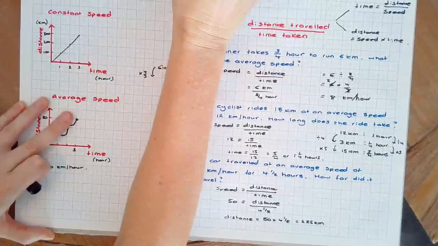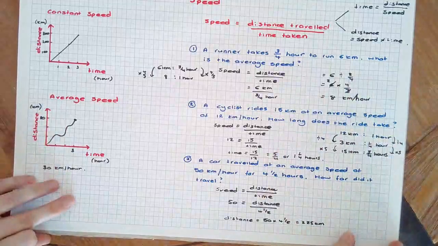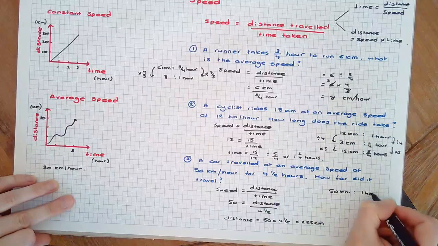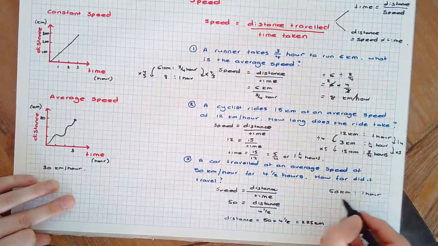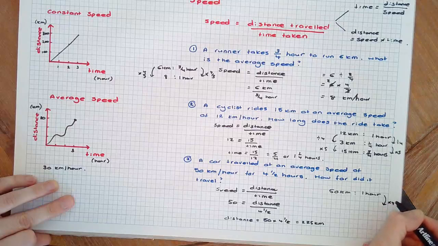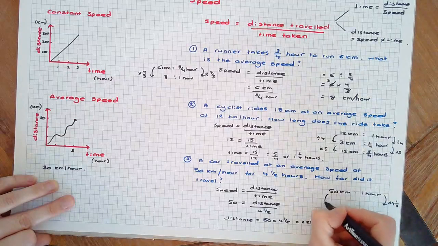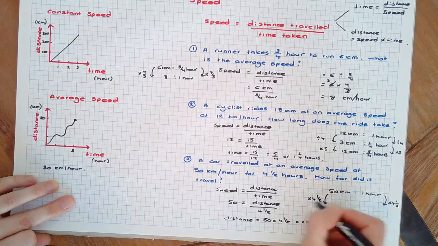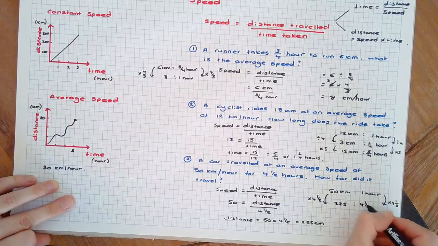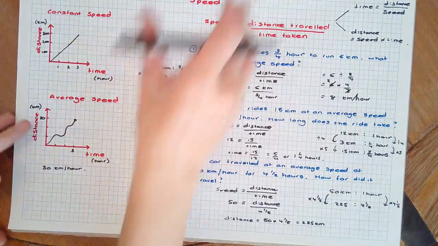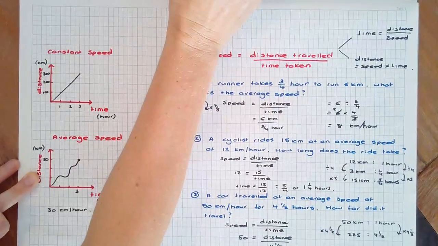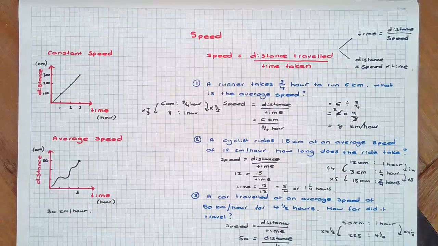Again, we could solve the last problem using the unitary method. That is, 50 kilometres is equivalent to 1 hour, and we needed to know 4.5 hours, so multiplying by 4.5, 50 times 4.5 is 225 kilometres in 4.5 hours. So you have a choice again of using the formula or the unitary method. That's a nice quick summary of speed calculations.